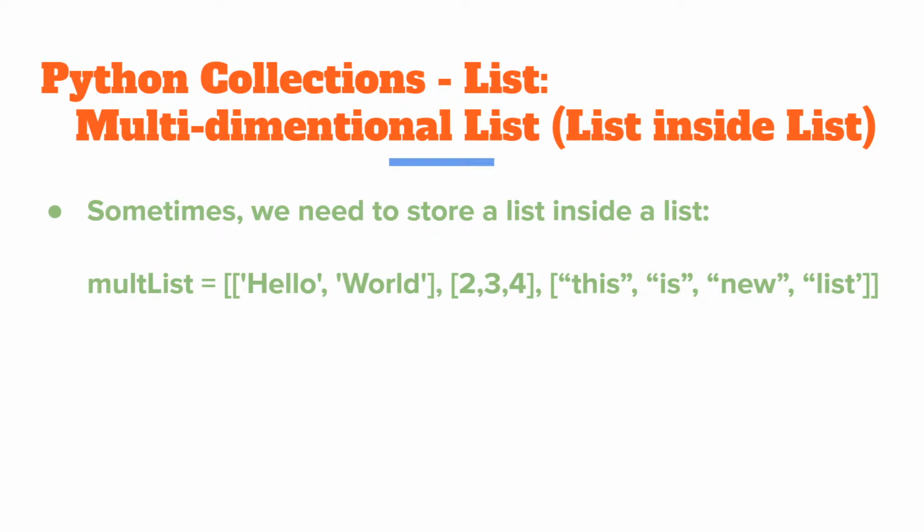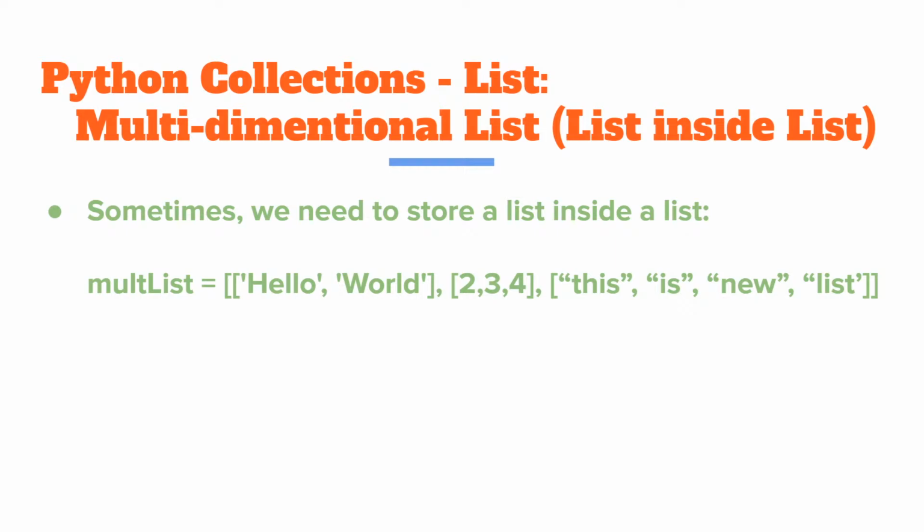So, say you wanted to access world in the first list. What you would do is access index 0 of mult list, then access index 1, and that would return you world. So that is how you're able to move around a list inside a list, or a multi-dimensional list.